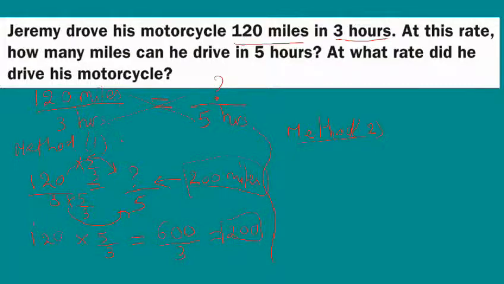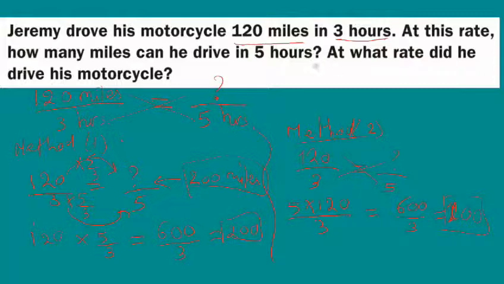Method number 2, as we know, is cross multiply. So 120 over 3 equal what over 5, and here you multiply cross product. So 5 times 120 over 3. And again, 5 times 120 is 600 over 3. As you see, they are the same numbers and, of course, the same answer as well. So it's 200 miles up here.